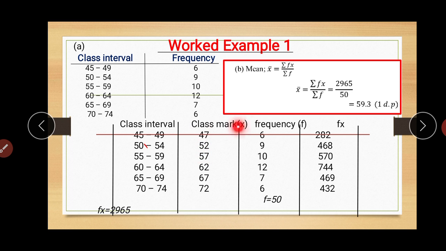So 47 by 6 here. We have 52 by 9 here. 57 by 10 we have here. And when we add everything together, the summation of frequencies gives us 50. When we add the summation of fx together, it gives us 2,965. So the mean now equals summation of fx, which is 2,965, over the summation of f, which is 50.